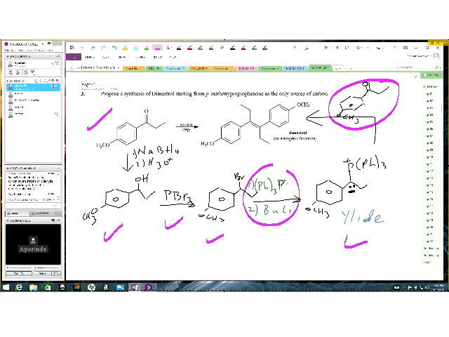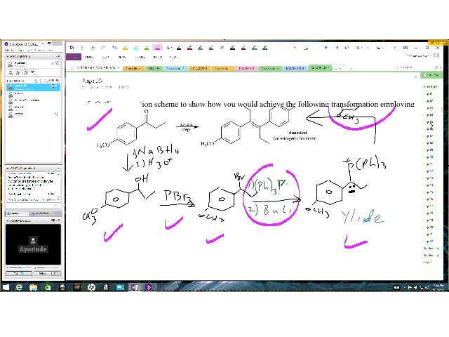Keep in mind, the Wittig reagent will react with a carbon-oxygen double bond to give you a carbon-carbon double bond. And that's what we have here. So let us go to, that was 3. Let's do 5.